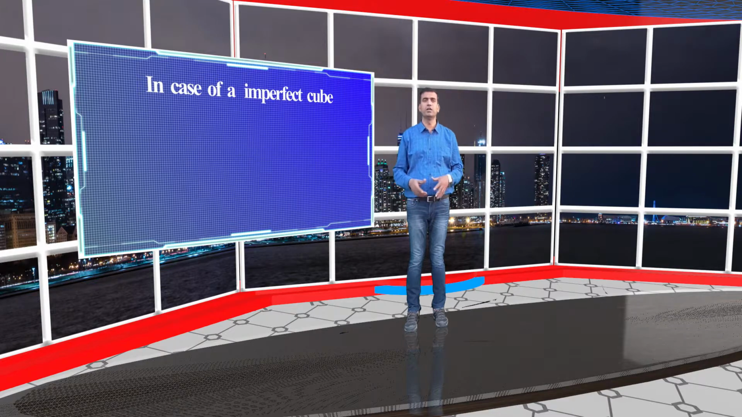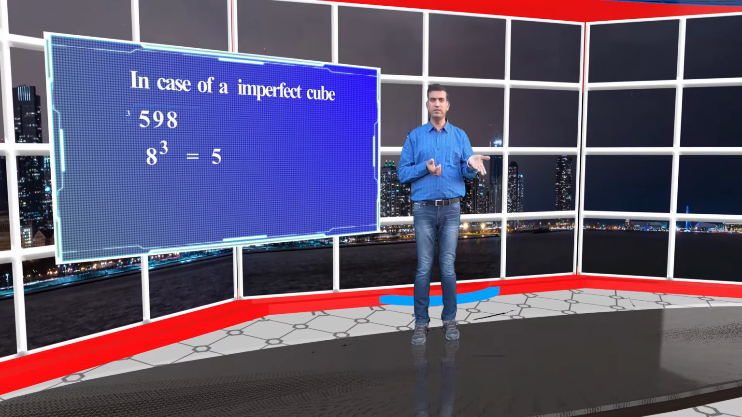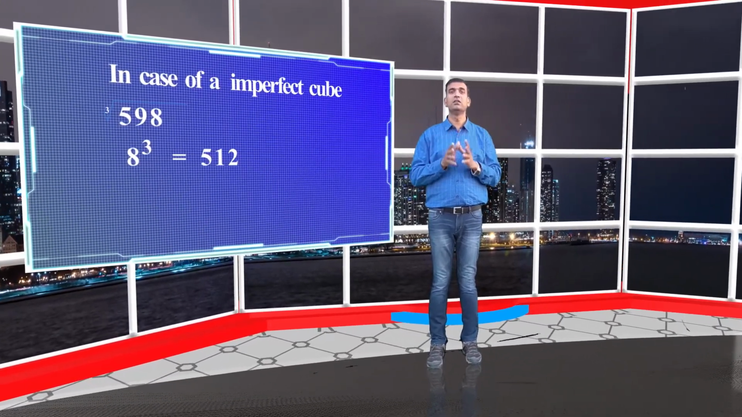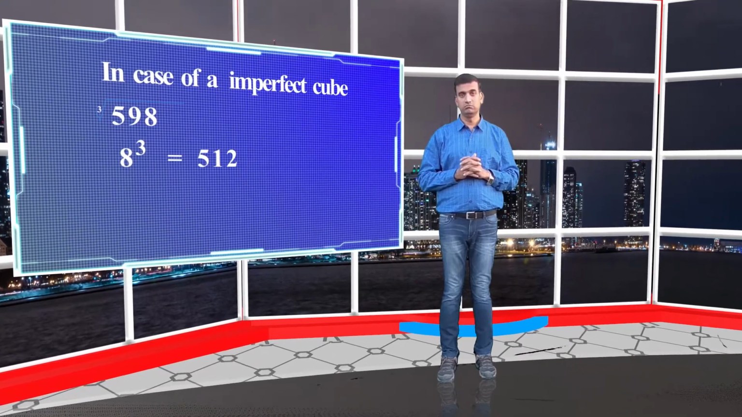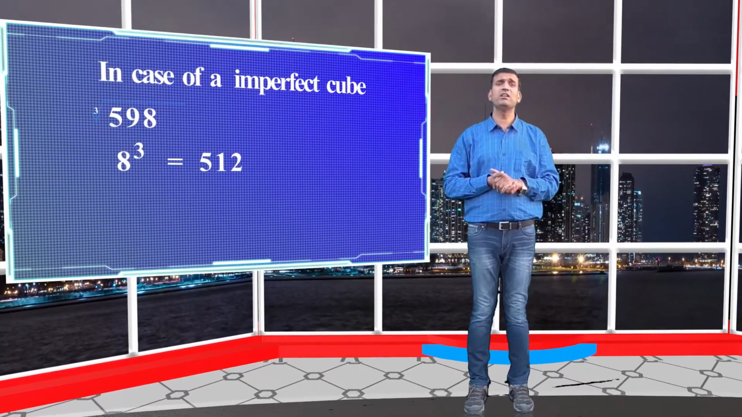But let us suppose that number is not the cube of something. It is a different number, not a cube of x. In that case, you find the approximate value. I'll give an example. Let us suppose 598. 512 is 8 cubed, but 598 is not the exact cube of a number. So you write down the approximate value first. What is that? 8.